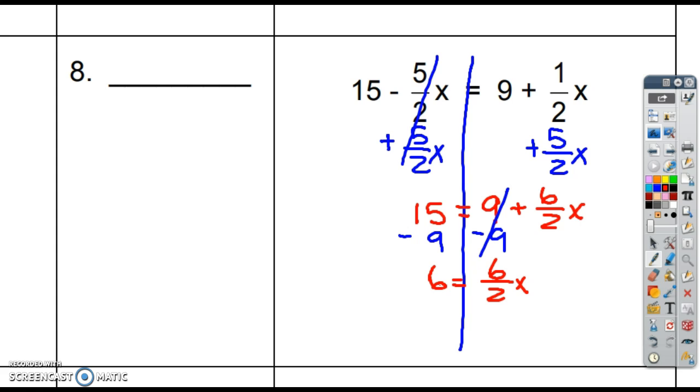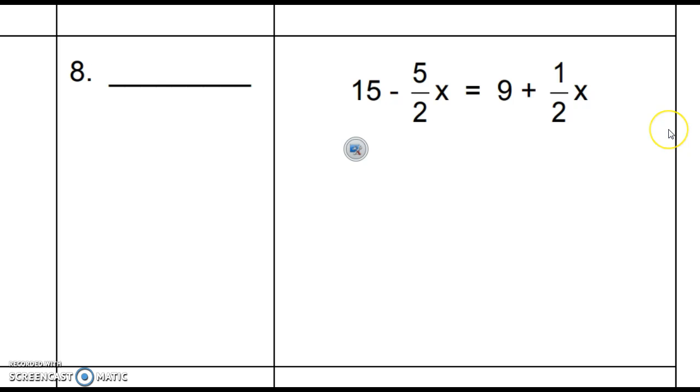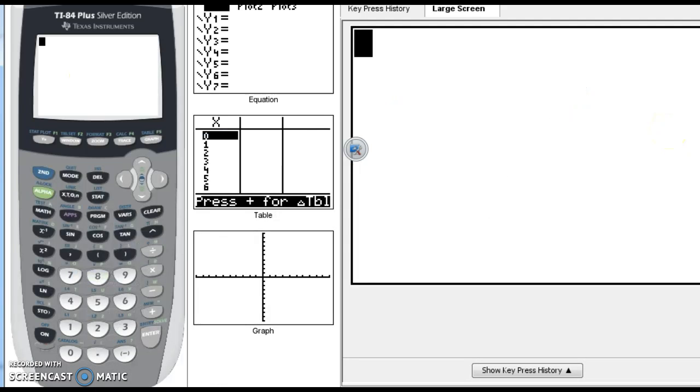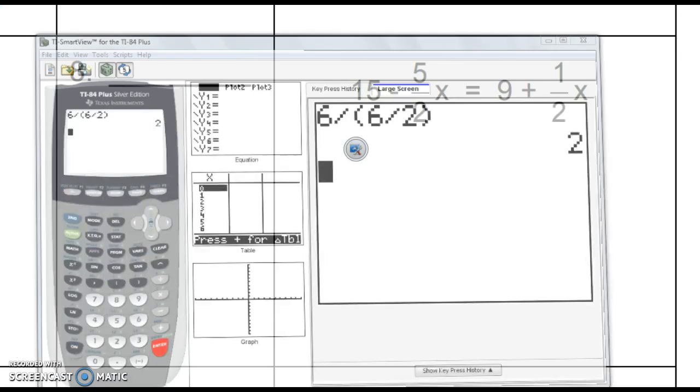Then on this side, the next thing I see is it being multiplied by 6/2. If it's being multiplied, I need to divide, right? And I need to divide on both sides. On this side, it cancels. So my x is equal to, what's 6 divided by 6 over 2? Let's find out. If I go to my calculator, I do 6 divided by, fractions always go in parentheses, 6 divided by 2, close my parentheses. What do I get? A positive 2. So that's my answer.